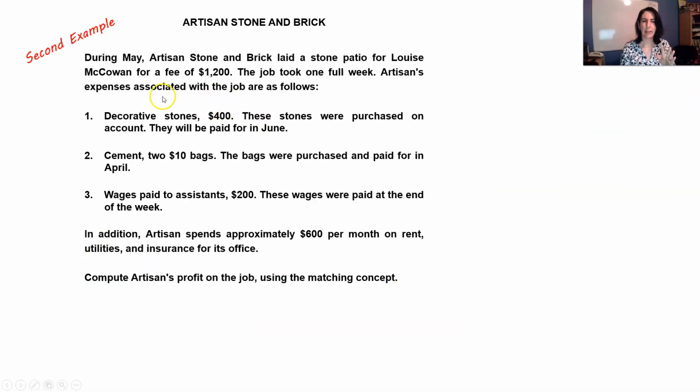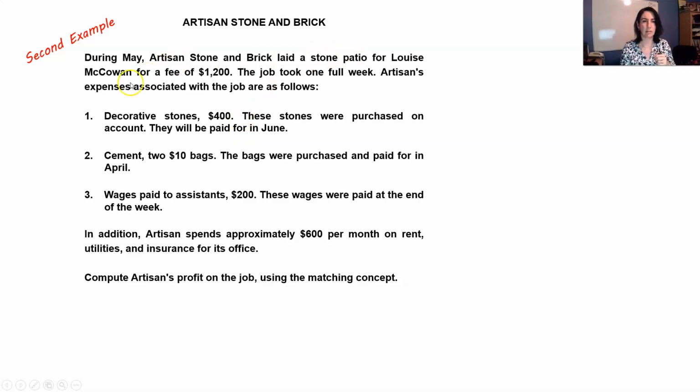All right, another real quick example. Go ahead, take a minute and read it. Pause me. All right, here we come back. Welcome back. The job took 1 full week. You're doing a job for a fee of $1,200. You've got decorative stones, $400. They're purchased on account. They're going to be paid for the next month.